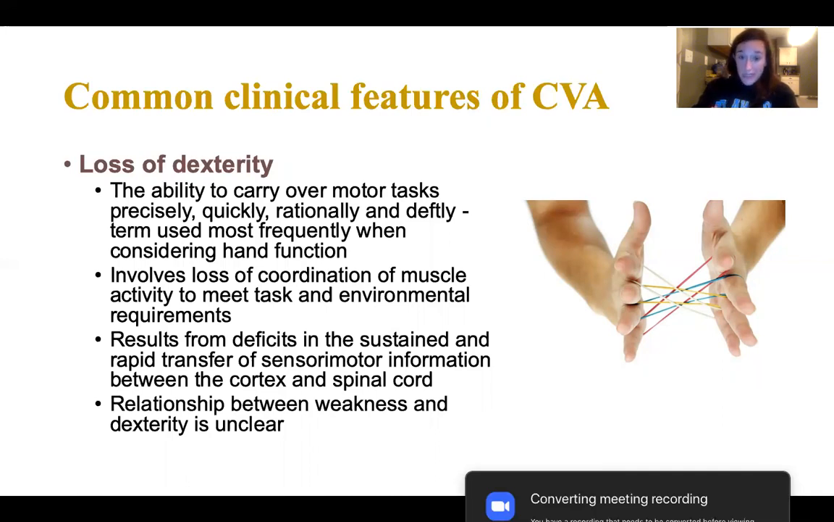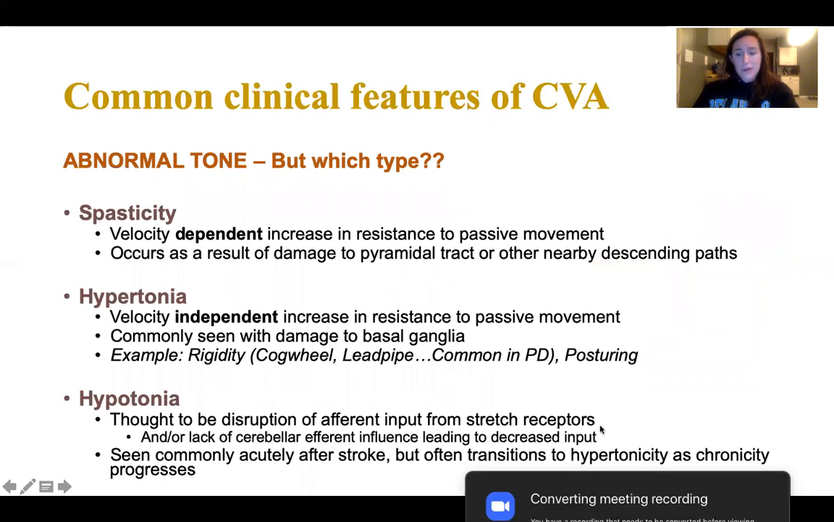But patients really struggle with being able to use their hands and their fine motor skills to perform quick, accurate, rational, decisive movements. And you can imagine all of the different types of ADLs and stuff like that can have an impact. It's pretty much across the board.